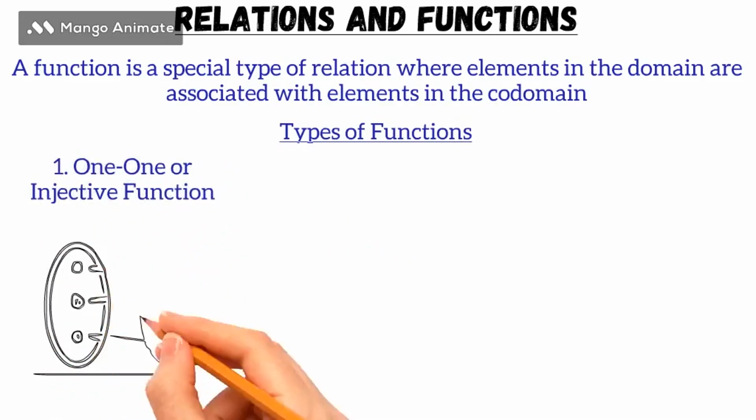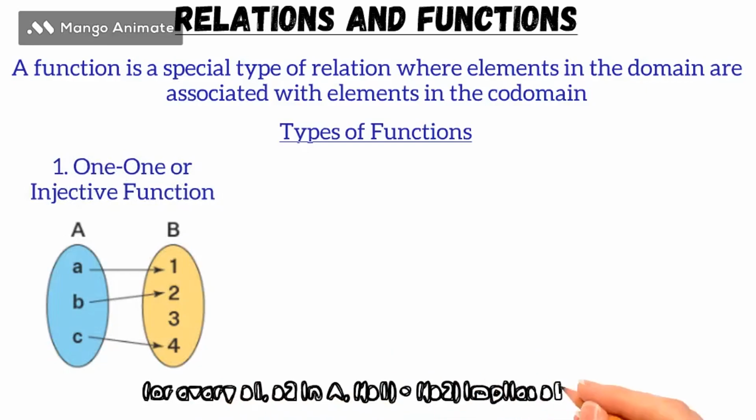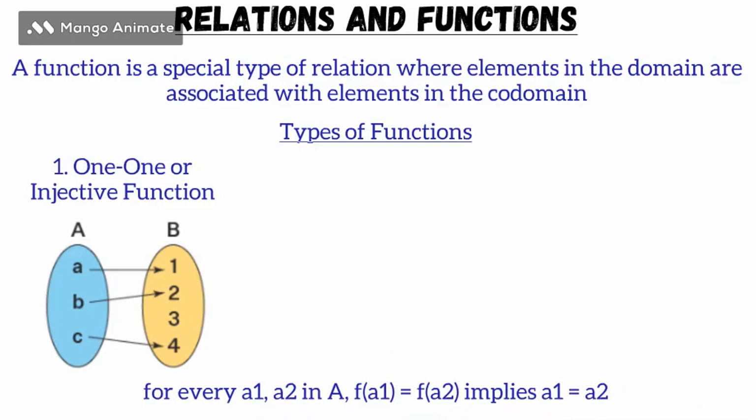Here, every element in domain has a unique image, which means A is pointing to unique B, and we won't have two or more A pointing to the same B, but we can have a B without a matching A.